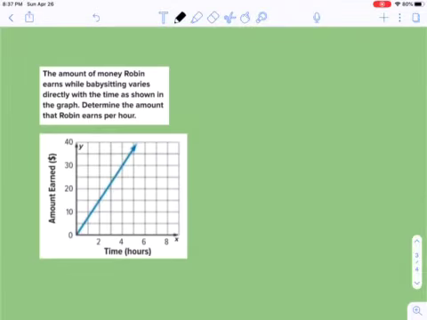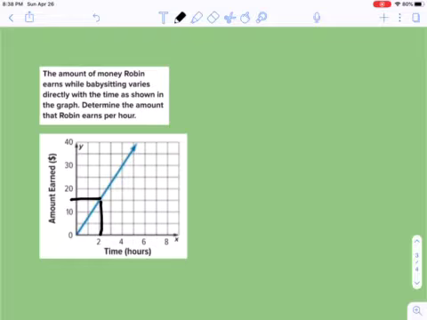So let's look at some examples here. The amount of money Robin earns while babysitting varies directly with the time, as shown in the graph. Determine the amount that Robin earns per hour. All you've got to do for this is pick a point on the graph where you can get 2 clean points. Looking at this, at 2 hours, it looks like she earns $15.